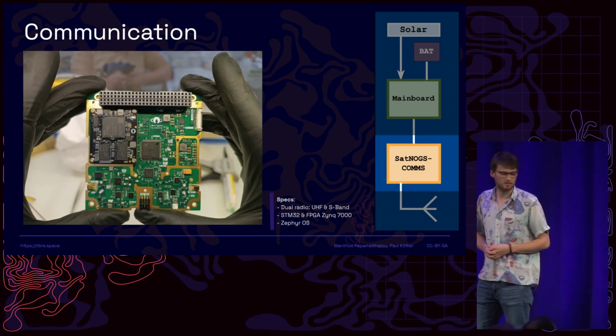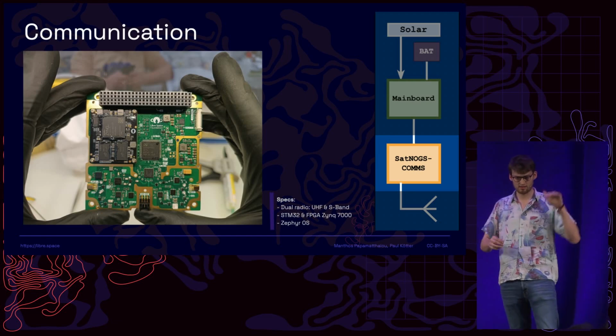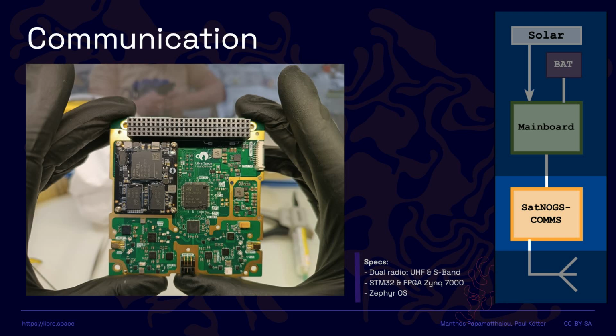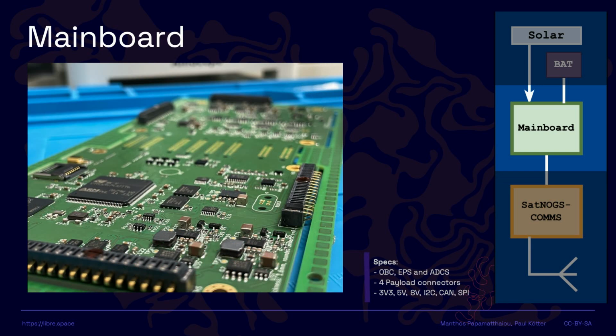Then we have the communication subsystem, as I said, the SIDLOC comms. This has a dual radio, UHF and S-band, and it's based on an OS called Zephyr. As you can see here, the FPGA board, the small black board on the upper side, is mounted on top. Coming to the main board, this integrates the onboard computer functionality as well as the EPS and ADCS, as I said. The 4 payload connectors provide a couple of different kinds of voltages and some communication systems, especially CAN bus, to allow for communication with the payloads.